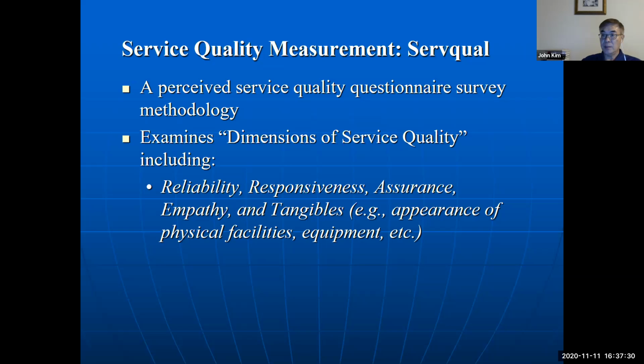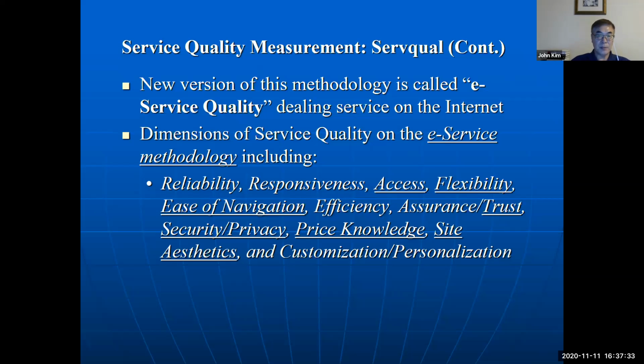And then nowadays, for internet-based online service, we call it e-SERVQUAL. So using different questions, reliability and responsiveness are not the same, but because it is online, we ask about accessibility, flexibility, ease of navigation, and especially trust and security measures. Then we can evaluate e-service, online-based service quality.